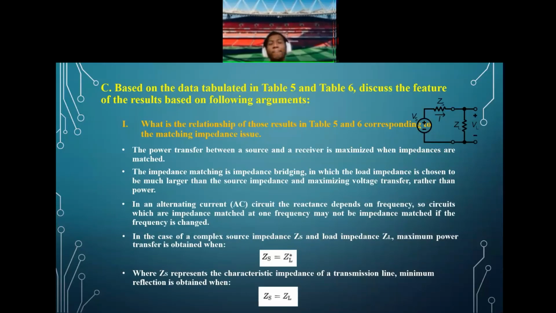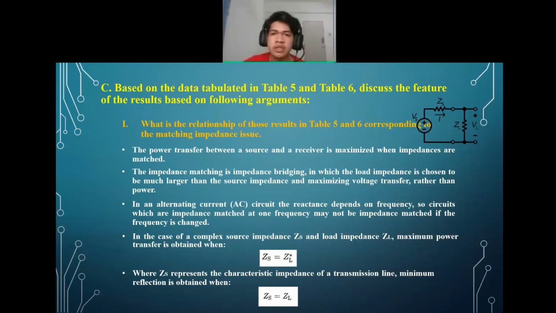Okay, I will continue. Based on the data recorded in table 5 and table 6, describe the result based on the following arguments. First question: what is the relationship of the result in table 5 and table 6 corresponding to the matching impedance issue? We see here the voltage transfer between the source and the load is maximum when the impedance is matched.